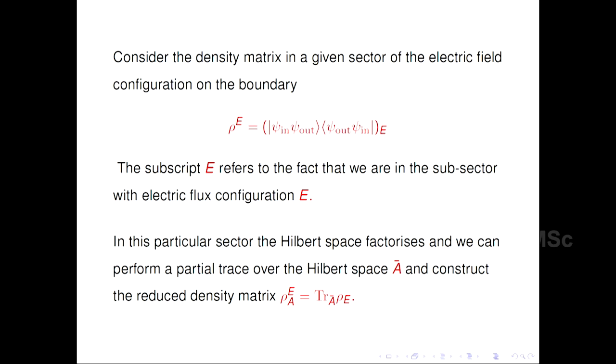So then how do you define the entanglement for such a particular breakup? Consider a density matrix of this form. There is a subscript here, which labels the particular sector we are looking at, a particular superselection sector labeled by the electric field configuration. In particular, in this Hilbert space, given a particular electric field configuration, we can take the reduced density matrix.